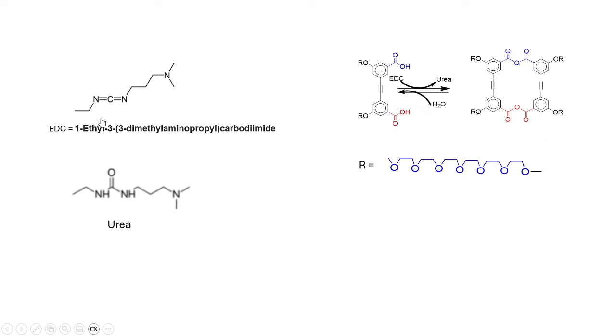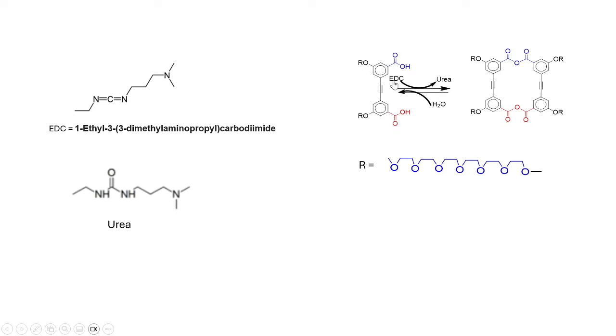Here, this is called EDC, or 1-ethyl-3-(dimethylaminopropyl)carbodiimide. In short it is called EDC, and after the reaction it is converted to urea. If you see this methyl peak and this methyl peak, in the reaction we can monitor in terms of these methyl peaks. So let's see a reaction.